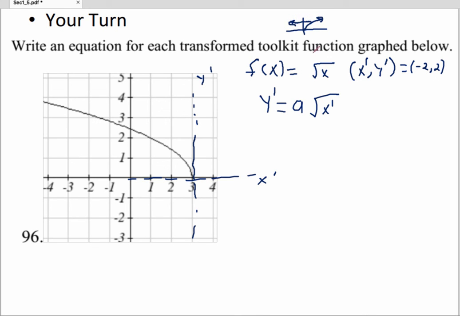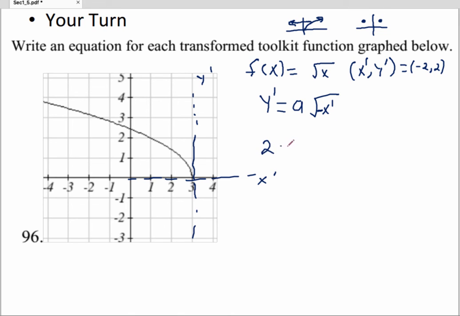This has been reflected across the y-axis. So I need to put a negative in here, don't I? Right? Because look, remember, if I had an x and I made it a negative x, that means I reflected it across the y-axis, right? All right, cool beans. Now, and only now, because it would have been a big trouble. I would have been in complex numbers if I hadn't noticed that up front, right?